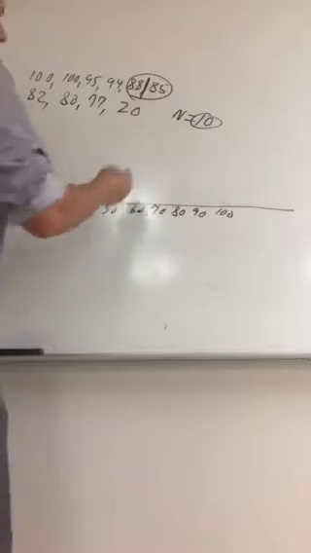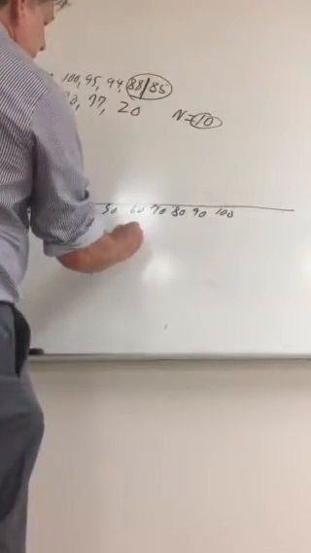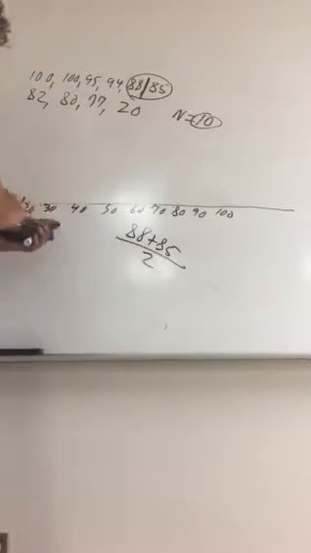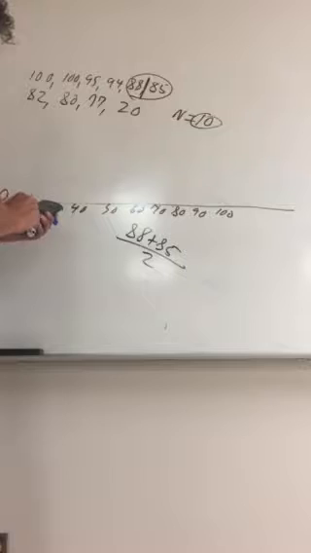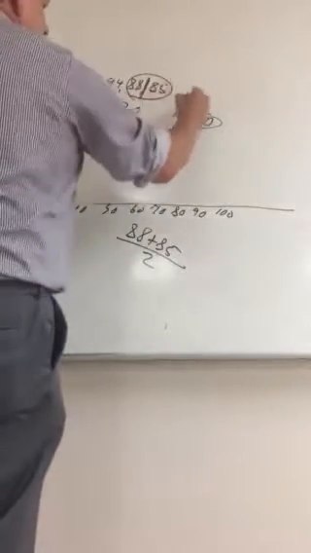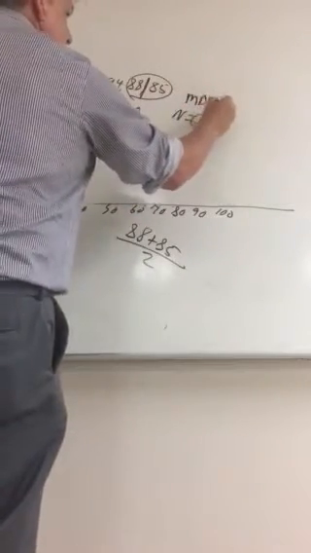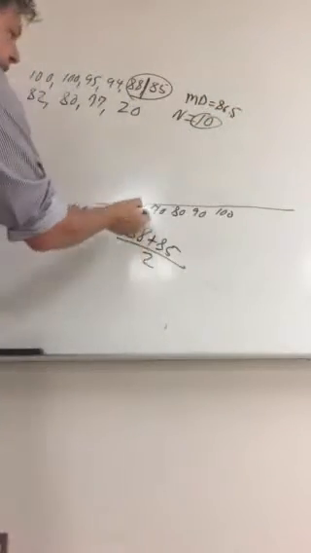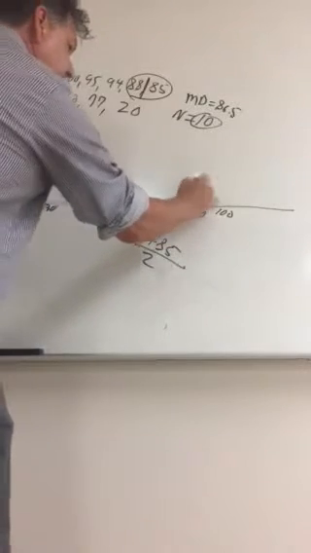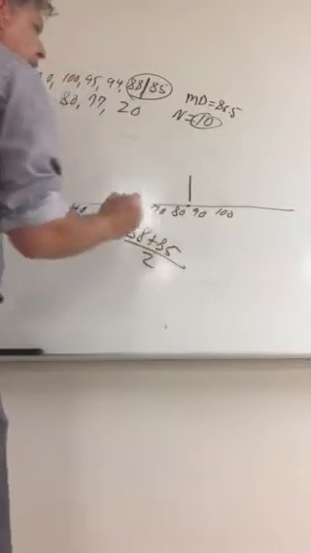To find my median, I'll take those two numbers, 88 plus 85, and divide by 2. 88 plus 85 is 173, divided by 2 gives me a value of 86.5. So that's going to be my median, 86.5. I'm going to find 85 here in the middle between 80 and 90. So just over that is going to be my median, so I can draw a line there.